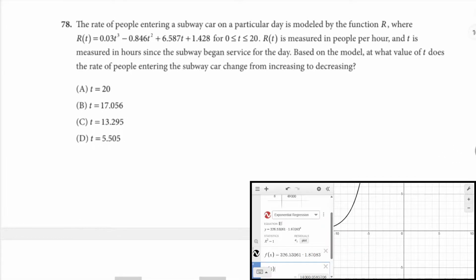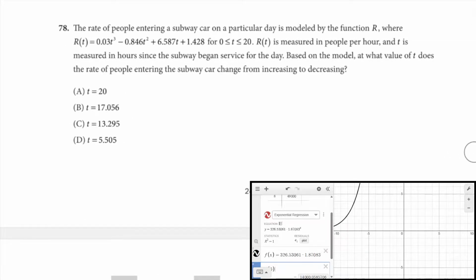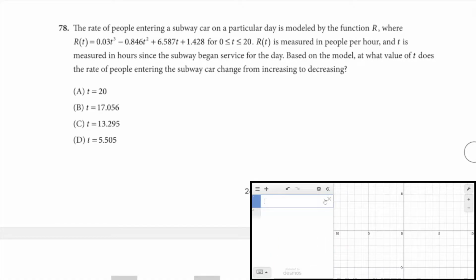Now, the rate of people entering a subway car on a particular day. Okay, they're going to give me a function. I should probably graph it. Okay, because I'm seeing those 3 decimal numbers. That is a sure sign I should be using Desmos.